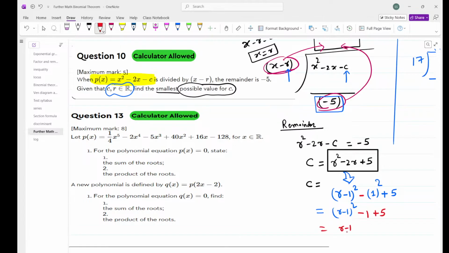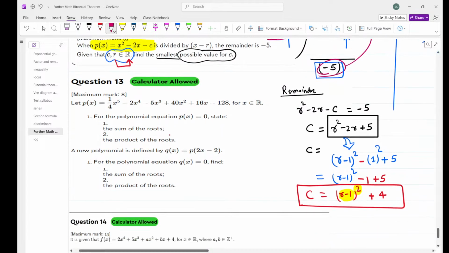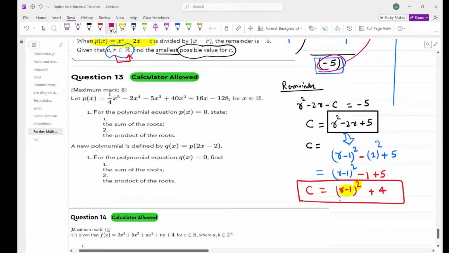We are getting r minus 1 whole square plus 4, isn't it? See, this is the expression for c. Now r is any number belonging to the real numbers, so r minus 1 will also be a real number, correct? And you have the square. It means it is 100% guaranteed that this first term will always be greater than or equal to 0. Am I right?